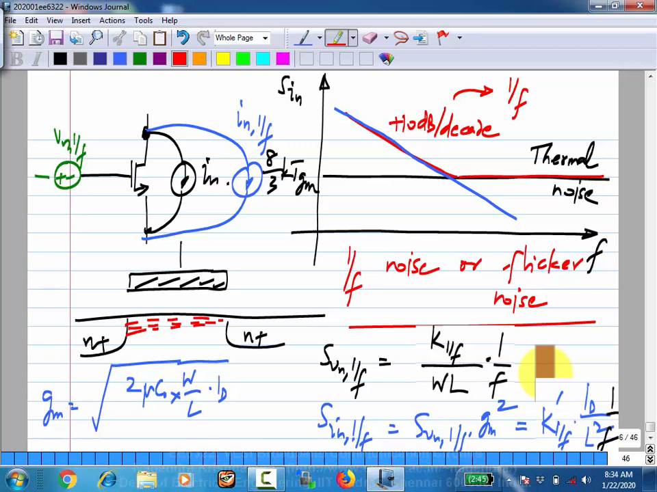Area. Length. If you are looking at only the current source, if you want a 100 microampere current source and you want less flicker noise from it, you can see here this depends only on the current and L square. So the only way is to make a longer transistor. Okay. So that's why these low noise, high precision circuits end up using longer channel transistors.